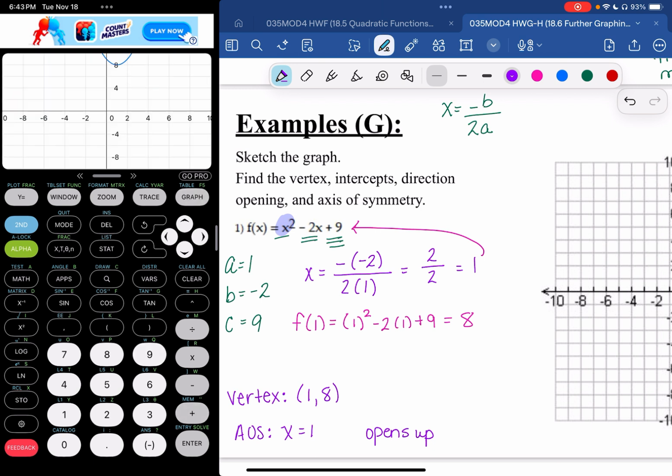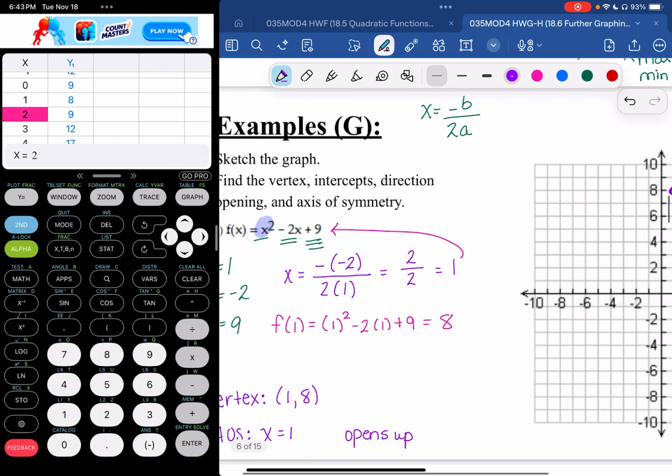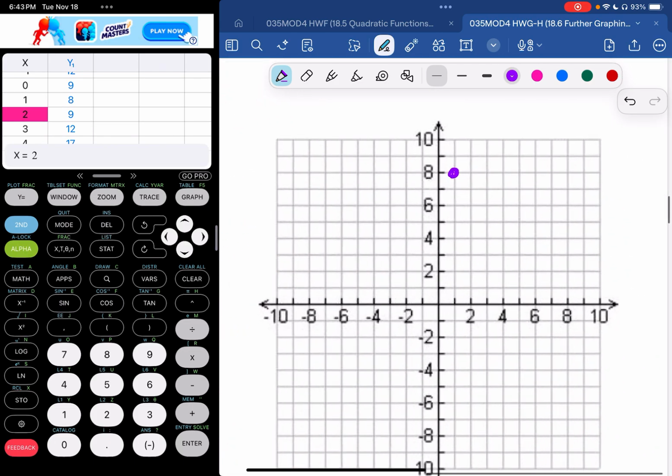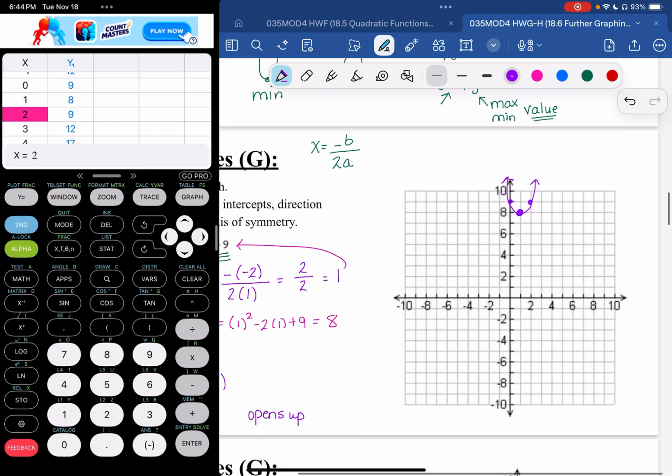Again, I can look at the graph. I can see that my vertex is at 1, 8. It does open up. I can get points from my table, second graph. I'm going to get points that are around my vertex. So on this one, I'm going to graph 2, 9, 0, 9, and that is about enough to get an idea of what it would look like.